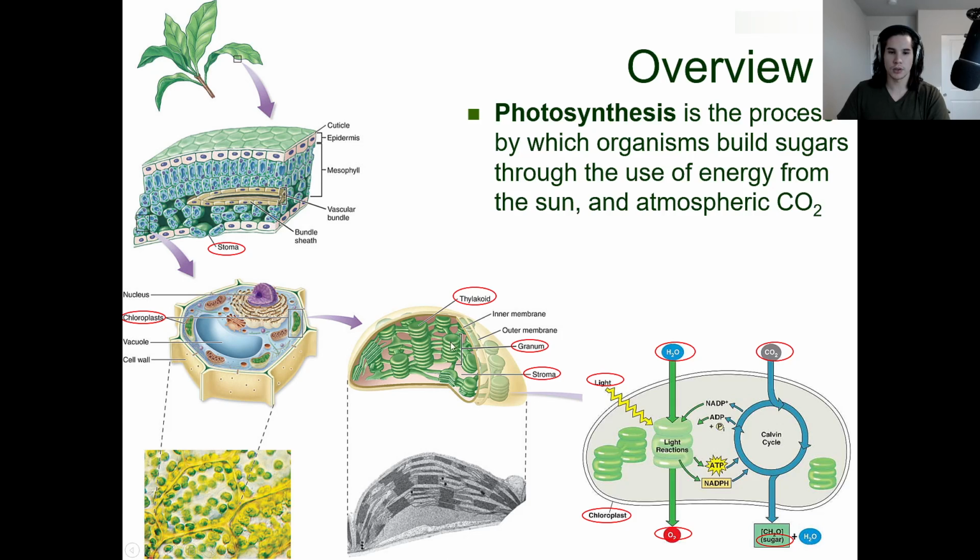A stack of thylakoids, we call those grana, or granum if we're speaking singularly. Okay, we're looking within the chloroplast here. And so the light reaction, which we'll get into the specifics of later, is going to happen on the thylakoid membranes. And then the Calvin cycle is going to happen within the stroma, within the juice of the chloroplast.